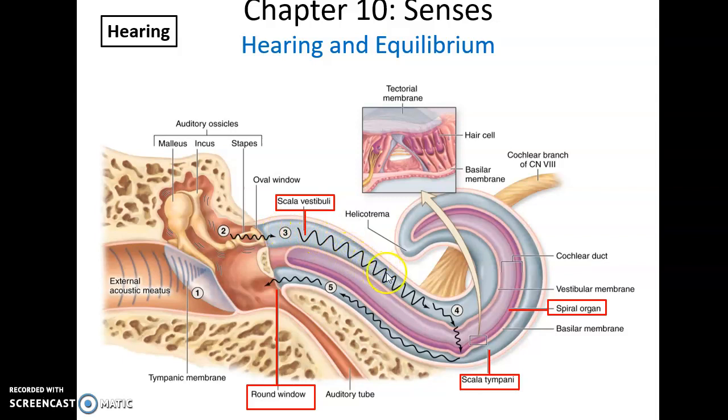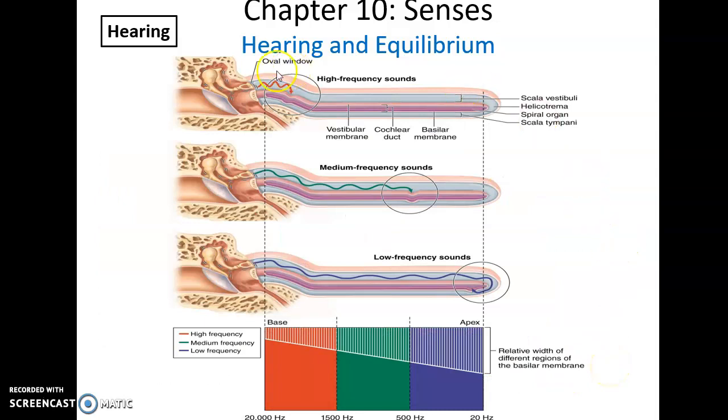That will then travel up the cochlea until it reaches the appropriate area. Then the pressure waves will pass through into the cochlear duct, will then hit the spiral organ, causing the hair cells to bend and generate the signal going to the brain. And then finally, any leftover pressure waves will pass through completely the cochlear duct into the scala tympani and get dissipated through the round window. And that's how hearing works.